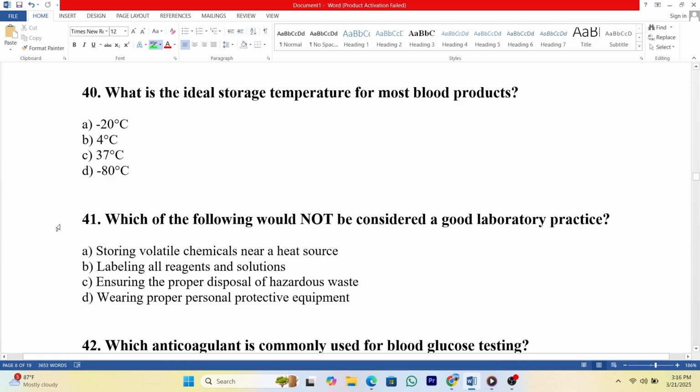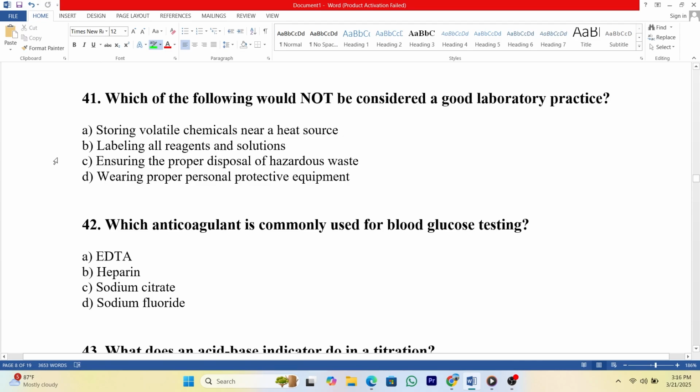40. What is the ideal storage temperature for most blood products? A. -20 degrees Celsius. B. 4 degrees Celsius. C. 37 degrees Celsius. D. -80 degrees Celsius. Answer, B. 4 degrees Celsius.